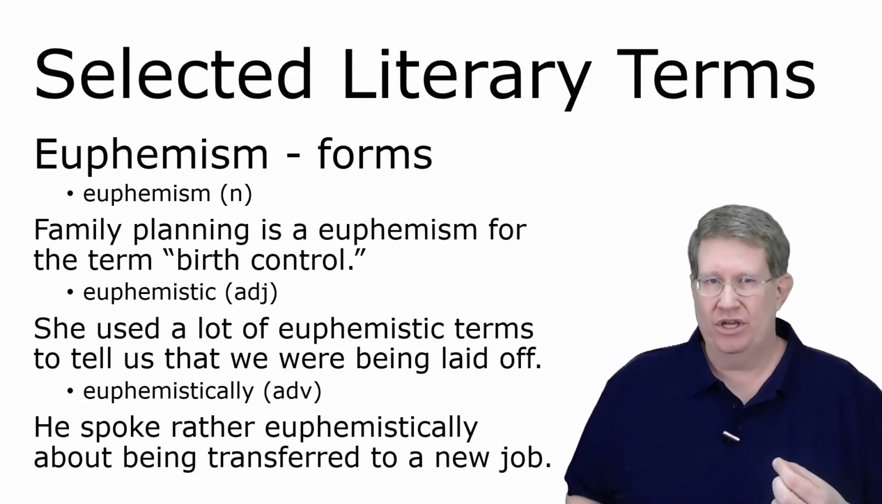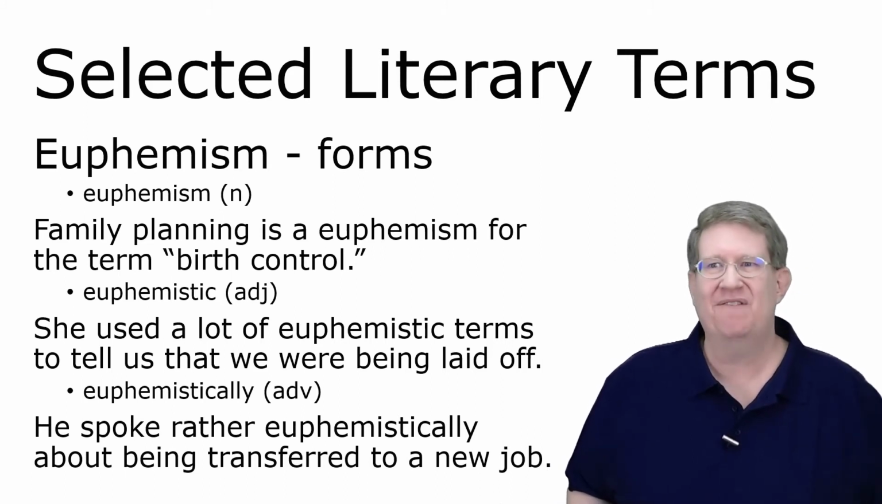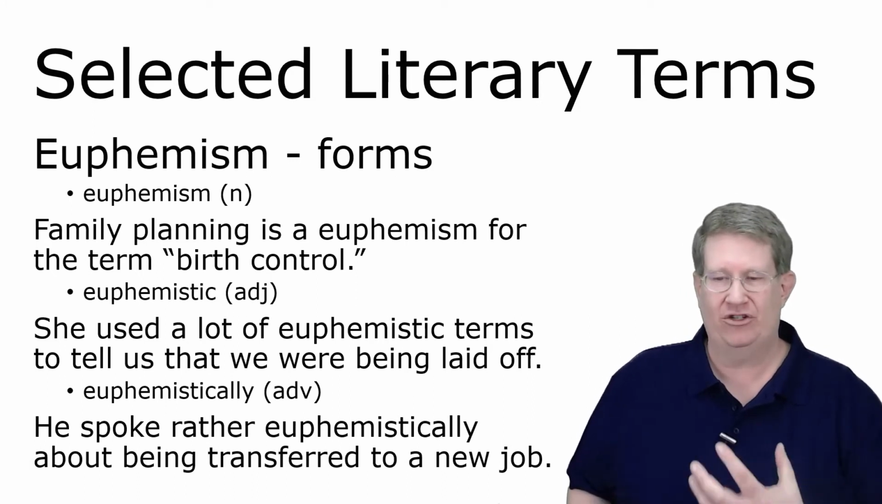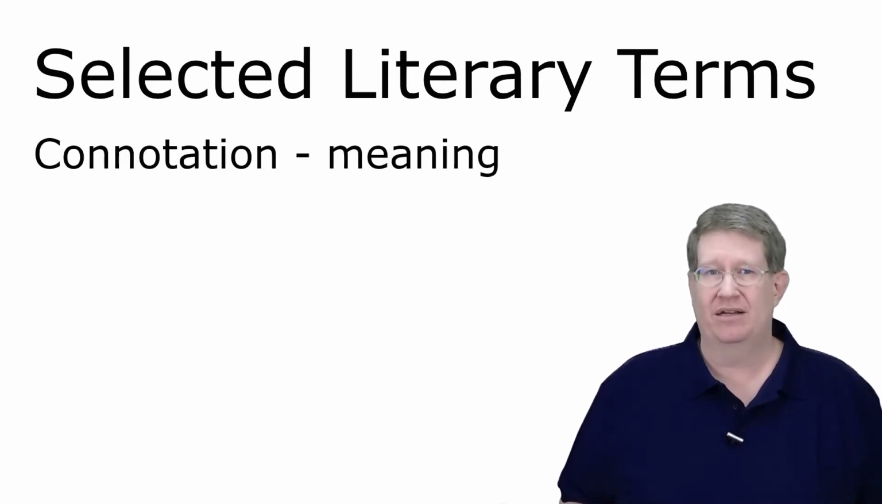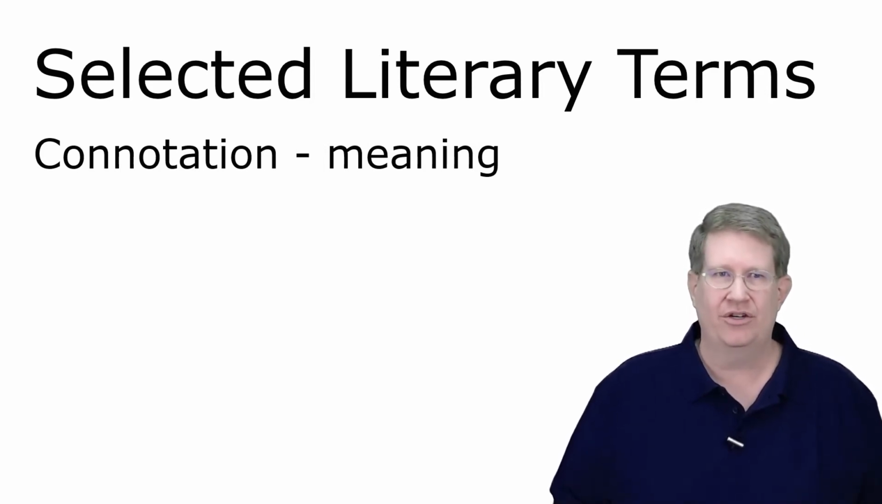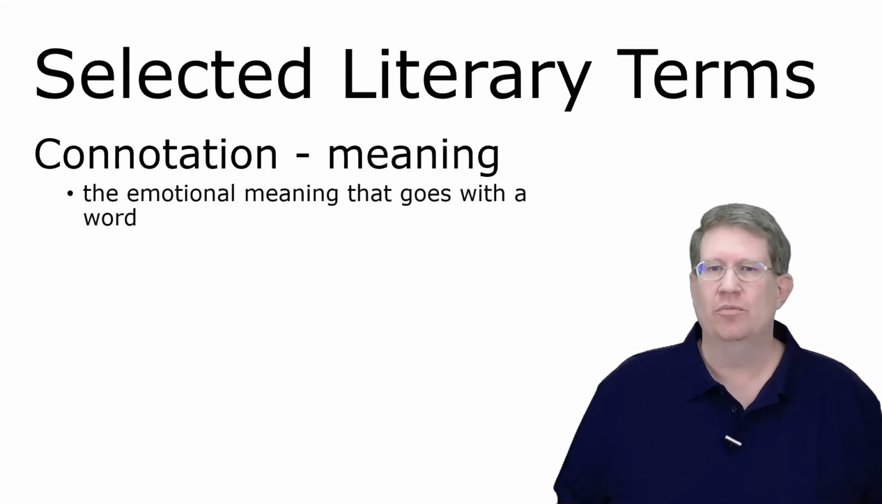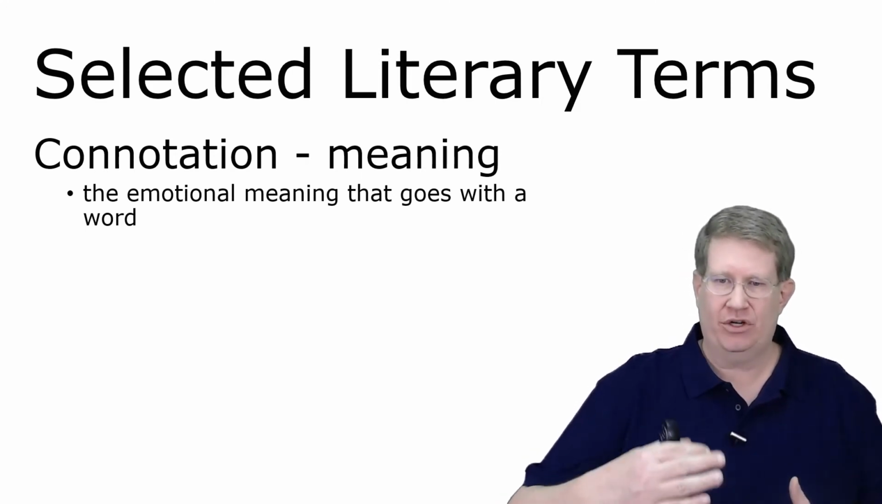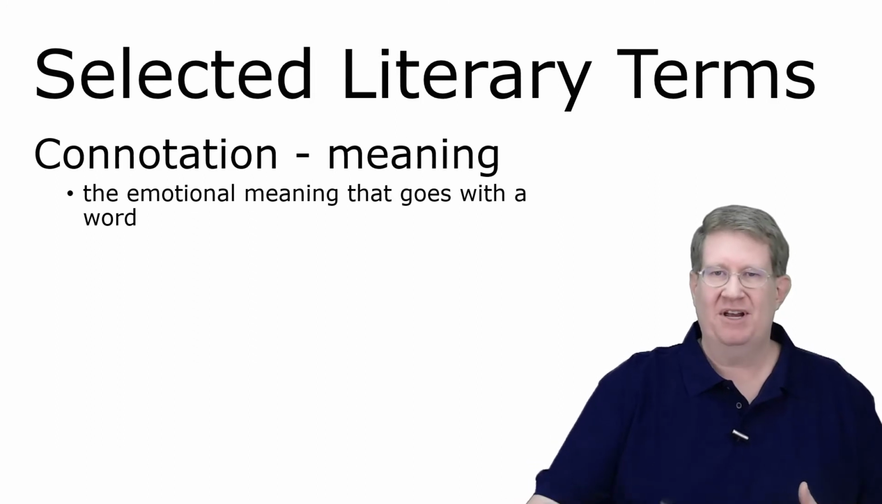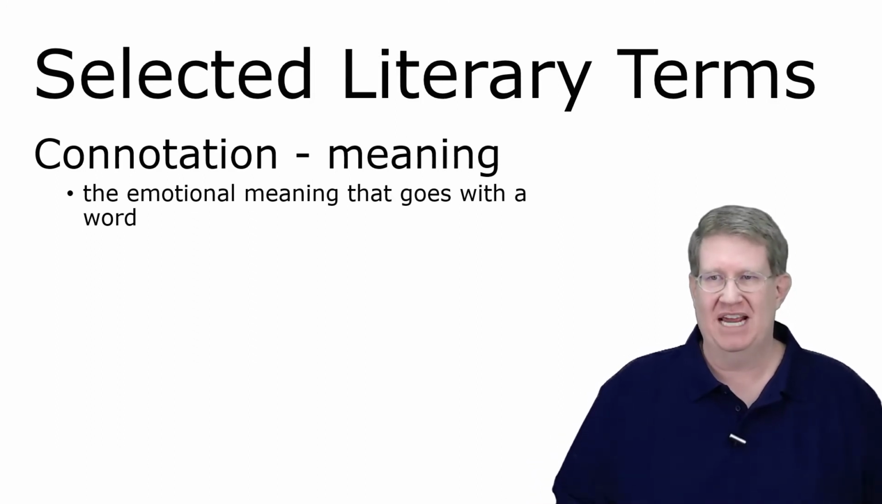The reason that we use euphemisms is because they feel better. They don't feel as direct and as hard. The next word, the next term that we're going to look at also has to do with feeling, and that is connotation. Connotation is the emotional meaning that goes with a word. So just like euphemism, to get connotation, you have to start being fairly advanced in a language to get these.